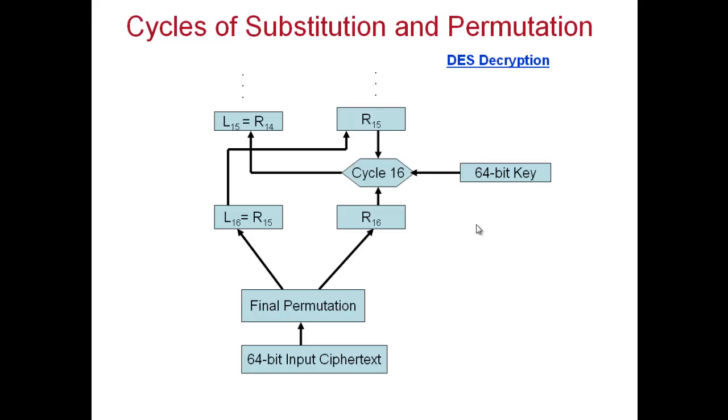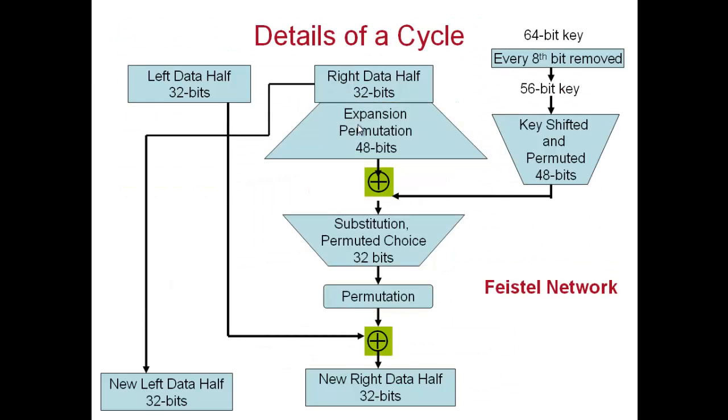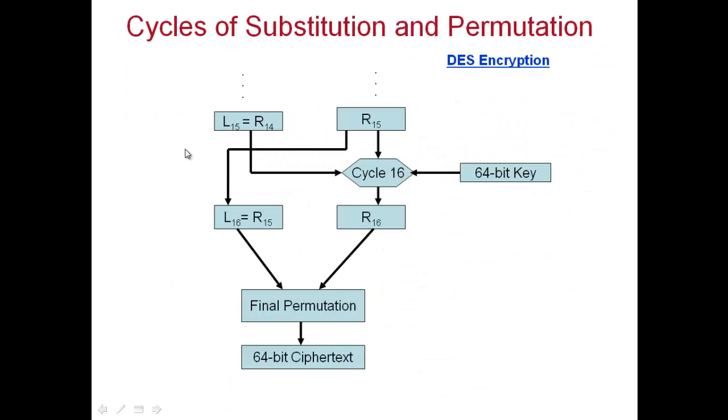So for encryption we know that L16 was R15. For decryption, L16 is fed back as R15 now. That's the symmetry we have between encryption and decryption, because we know for encryption R15 is the same as L16. So when you do decryption, we just pass it back like this. L16 is going to be R15.